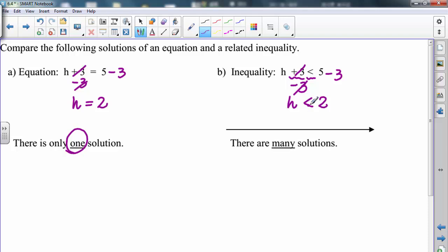We know how to graph an inequality on the number line already. H is less than 2. On a number line, let's say this is 0, this is 1, this is 2, this is 3. H is less than 2. I use an open dot to show 2 is not included. And all the h values are less than 2, so I highlight all the values less than 2. You can highlight the number line to the far left. And we will find that there are many solutions for this inequality.